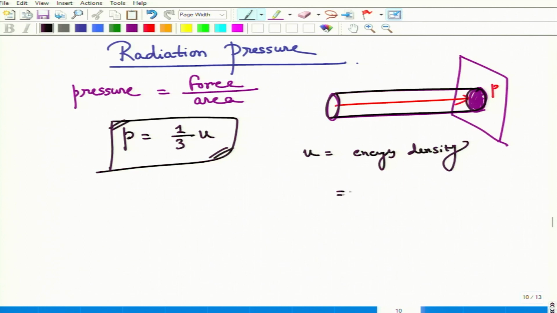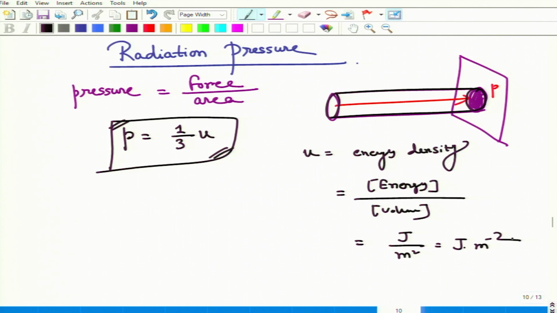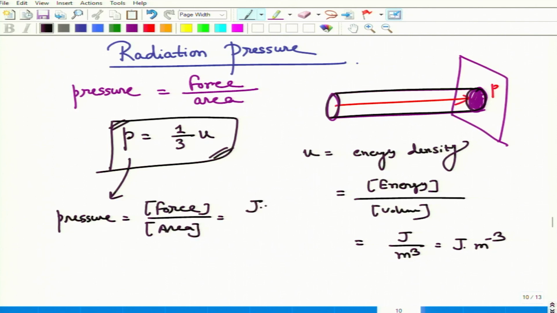What is the unit of the energy density? It is energy by volume, joule per meter square, not square, it is volume, not area, so it should be cube: joule per meter cube. And what is the unit of pressure? It is force divided by area. Force means joule meter divided by meter square, so it is also joule per meter cube. So these two are consistent.